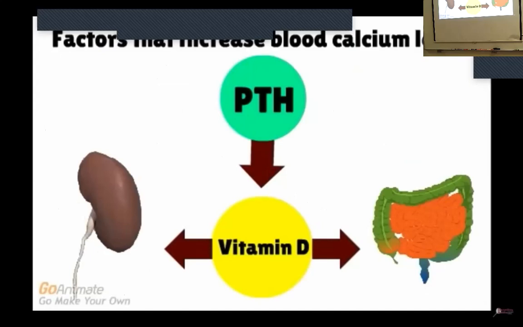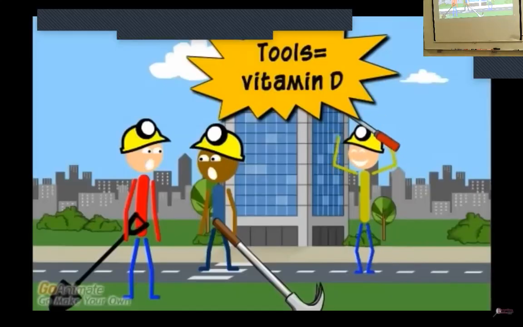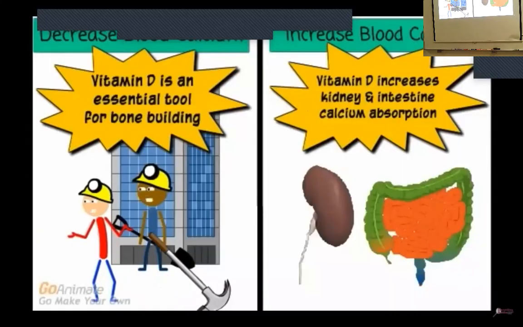PTH also activates vitamin D, and vitamin D increases the amount of calcium that is absorbed through the kidneys and through the small intestine. So as you can see, parathyroid hormone, or PTH, acts to increase calcium levels in the blood. Now you may be thinking, what? I thought vitamin D was a tool used to help build bone. And this is correct. Vitamin D is an essential tool for bone building.